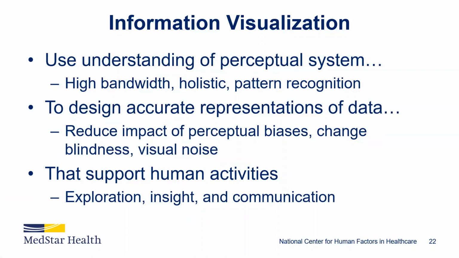So all this is to say that when creating visualizations, it's important to understand the weaknesses and strengths of human vision. So you can use humans' perception and the benefits of that, so the high bandwidth, the holistic view that vision that we're able to perceive, and pattern recognition. We can do those things to create the best visualizations possible by taking the strengths of human vision and limiting the weaknesses of human vision. We can design accurate representations of data to reduce the impact of perceptual biases and change blindness and visual noise. So we can do all these things to support human activities like exploration of a big data set, insight into big data sets, and then communication of those insights.